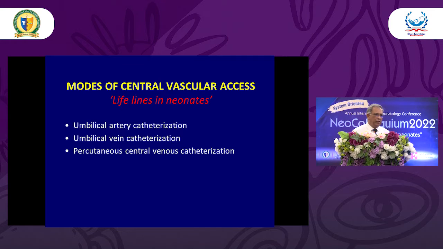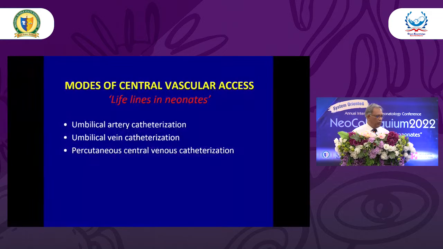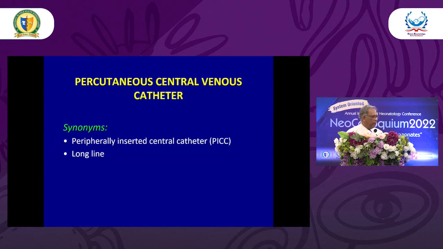If we put them in an artery in a newborn, that's called umbilical artery catheterization. And there are two modes to put up a central venous line. One is umbilical vein catheterization, and second is percutaneous central venous catheterization. So two modes for venous and one mode for central arterial catheterization. The purpose of today's presentation is to present about central venous catheterization.